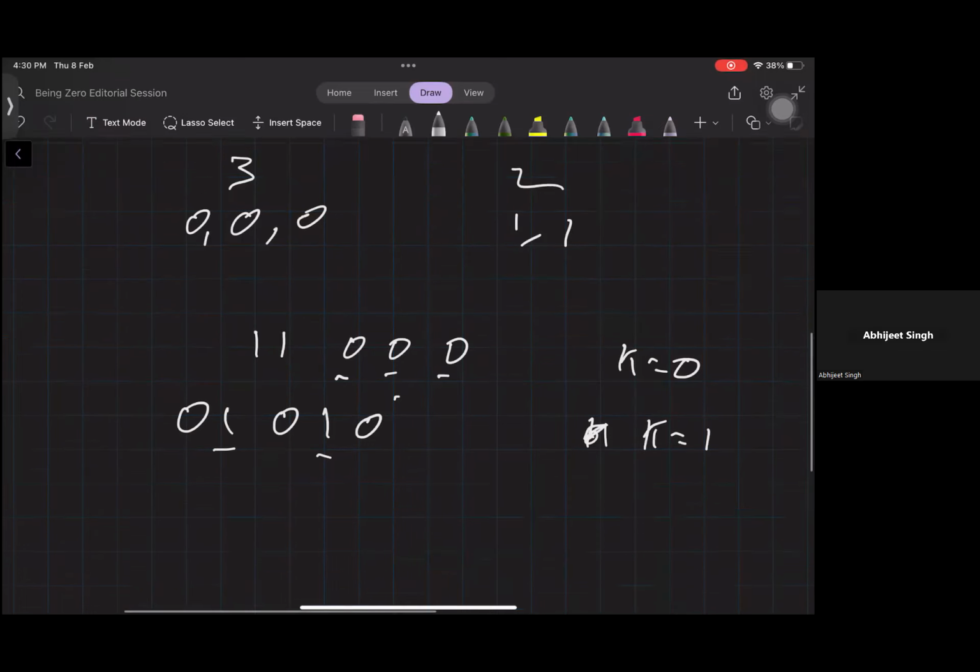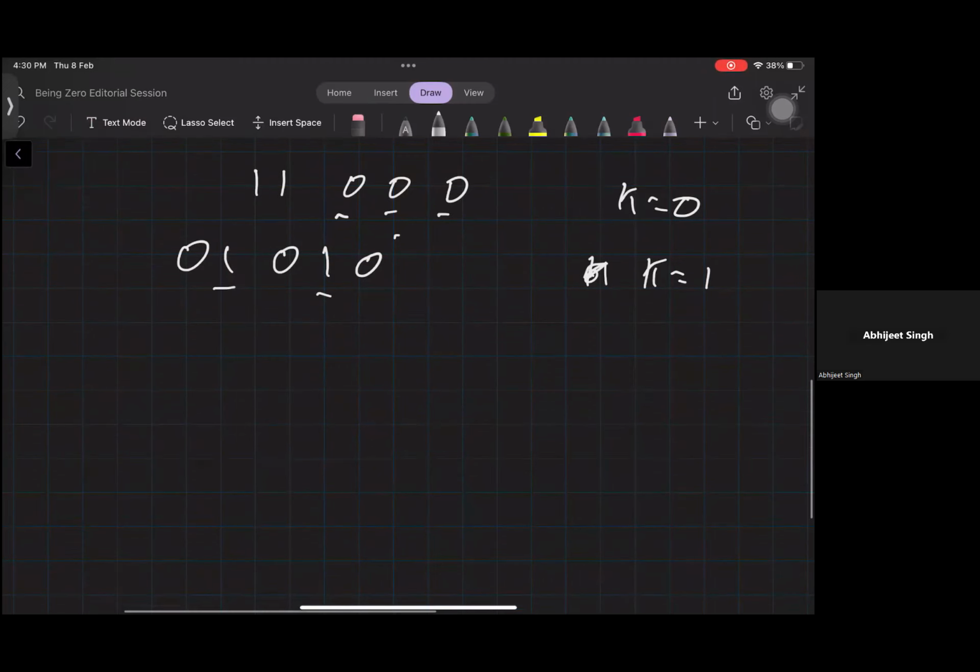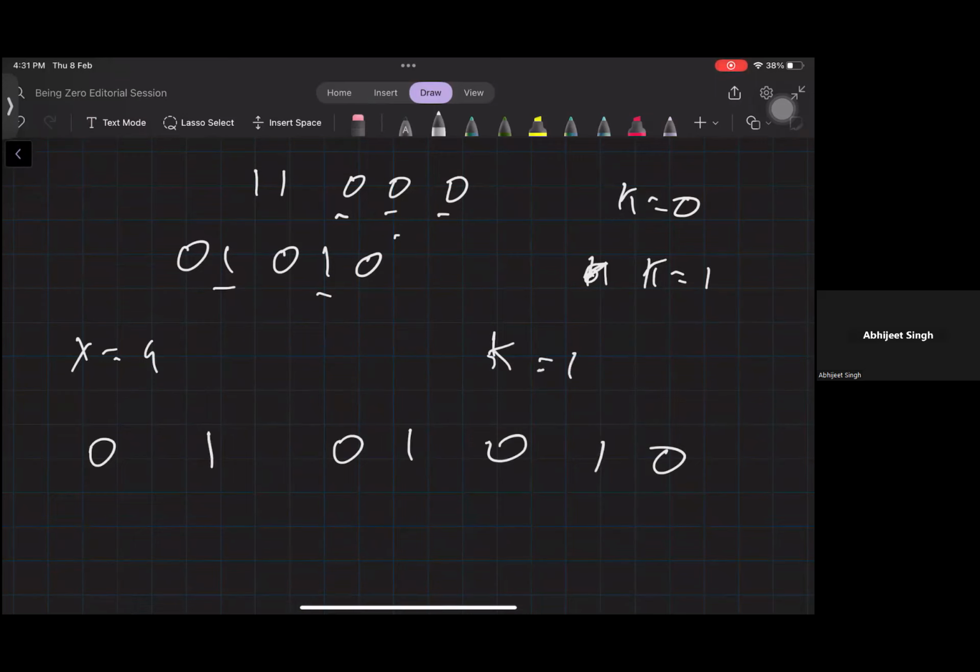But instead of doing all this manual stuff, one thing we can do is, if there are x zeros, suppose x is equal to 4, so there are 4 zeros. For k to be 1, there should be 1, 1, 1, these 3 ones present, so that between any two occurrences of 0 there's at least 1. So for this to happen, for x zeros, the number of ones y should be 3, which is basically x minus 1.